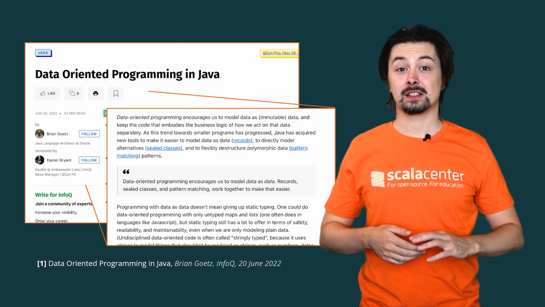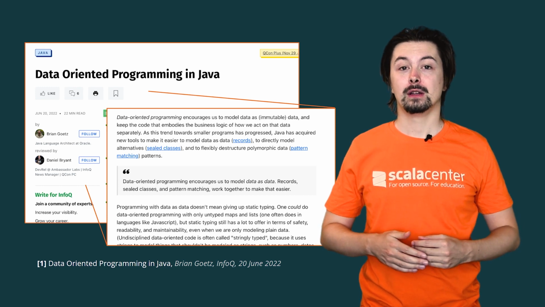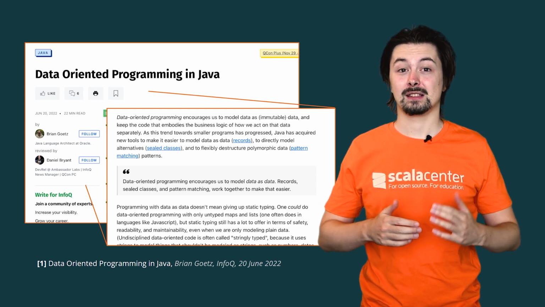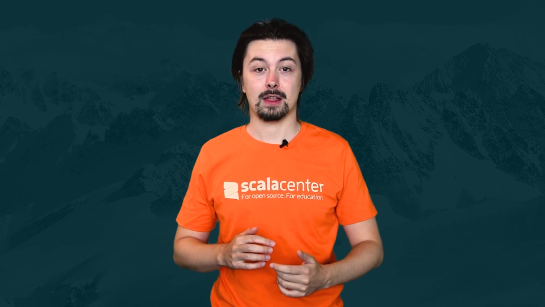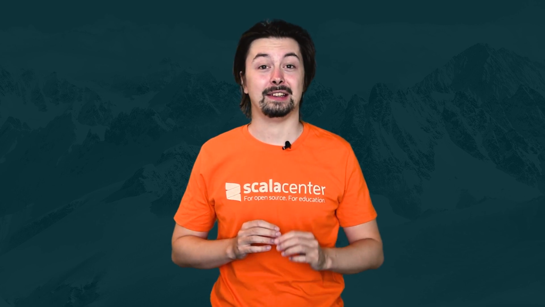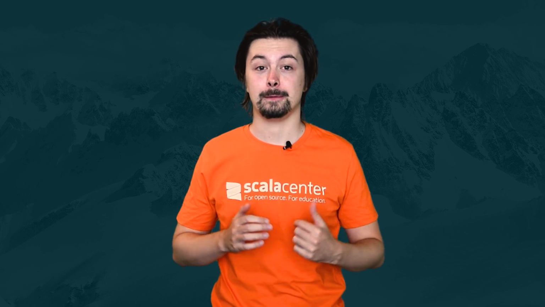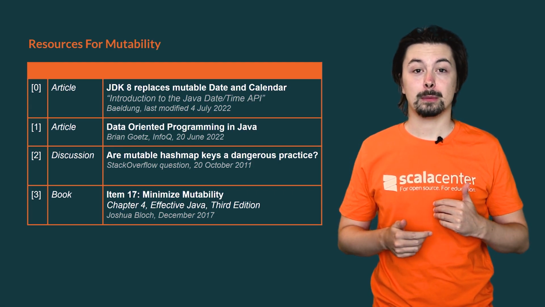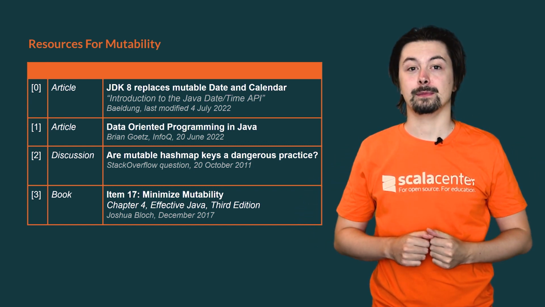According to Brian Goetz, the language architect of Java, mutable data is harder to validate and makes code harder to test. The fact is, relying on shared mutable state is a large source of complexity in code, often leading to hidden bugs that are difficult to isolate and leading you to program defensively. On screen are some learning resources on this topic, which are linked in the description.